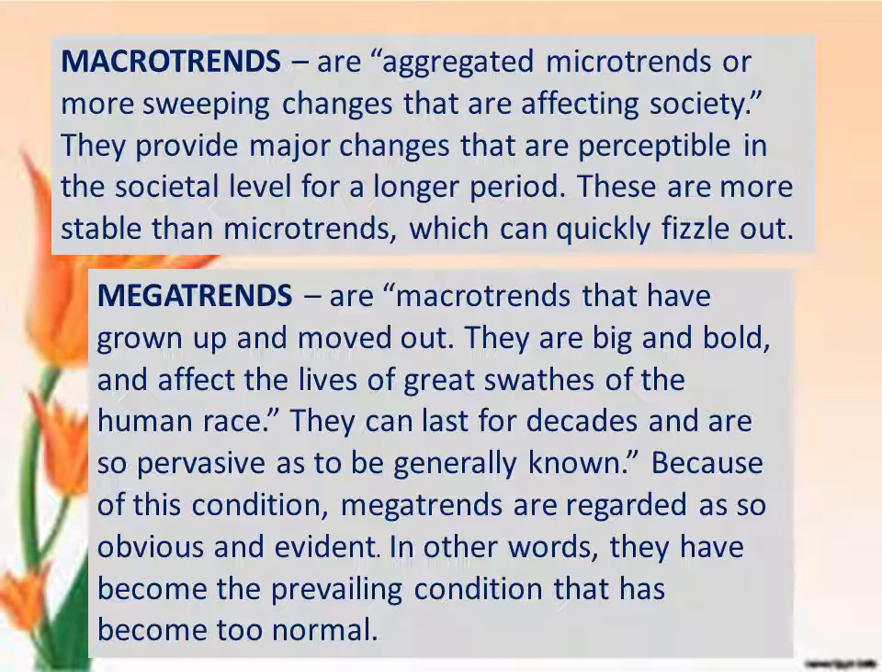Megatrends are the macrotrends that have grown and moved out. They are big and bold and affect the lives of great swaths of the human race. They can last for decades and are so pervasive as to be generally known. Because of this condition, megatrends are regarded as so obvious and evident. In other words, they have become the prevailing condition that has become too normal.